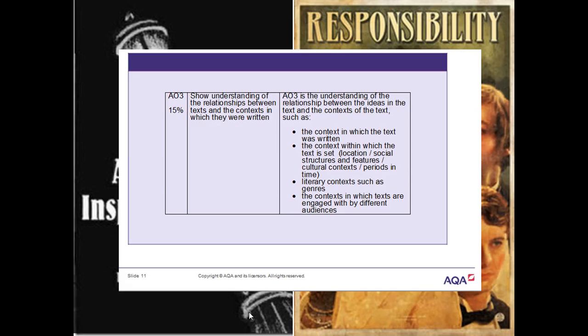Assessment Objective 3 is worth 15% of your marks for English literature. The exam board demands that you know the context in which the play is written. They also demand that you look at where it was set, the location, the cultural context, and any literary context. So when we say literary context, we mean the whodunit play. When we say cultural context, we mean what culture it was in, the society, and we're going to have a little look at that today.